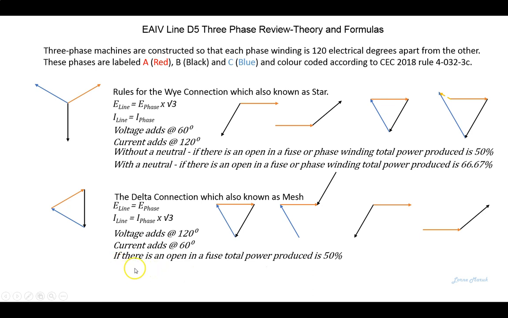In a delta system, if there's an open fuse, this is also known as single phasing, the circuit would only produce 50% power. If there was an open phase winding, the power produced would be 66% power. And once again, we'll look at those calculations in a little more detail.